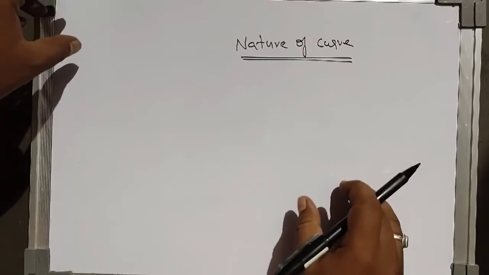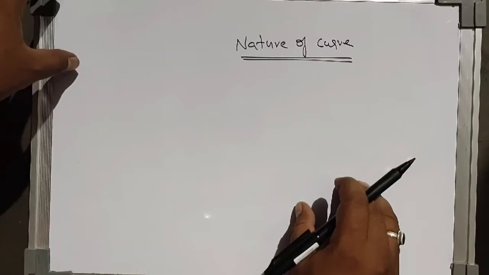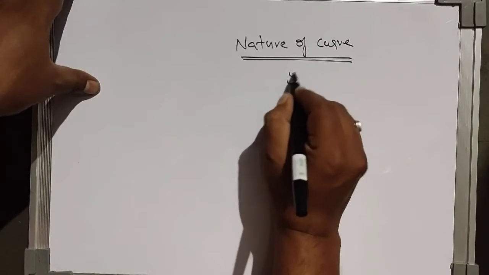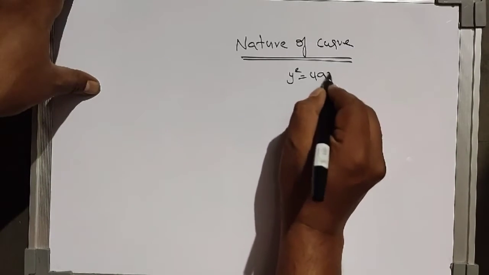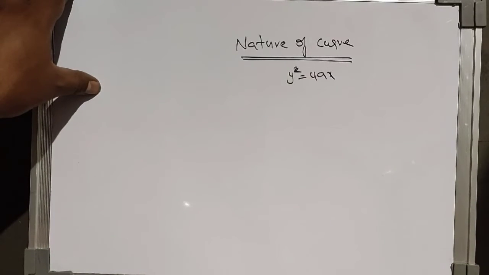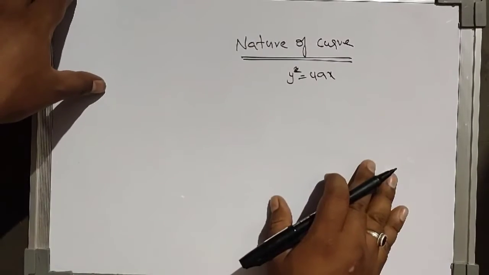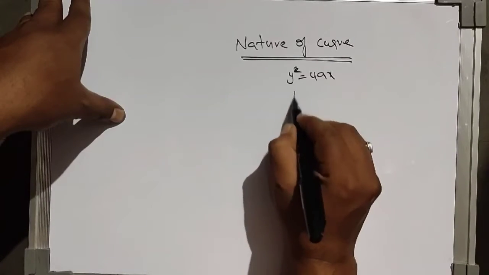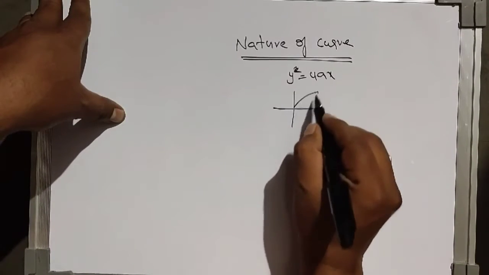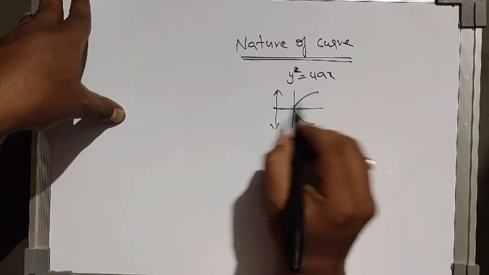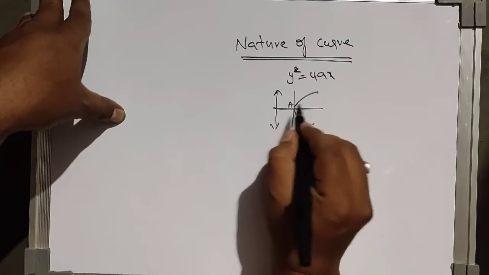Next, nature of curve. So here you have y square is equal to 4ax. It is the parabola. If you observe here, the curve is like this, and this is the directrix. Okay, so if you observe here, this is the origin, that is the vertex A.